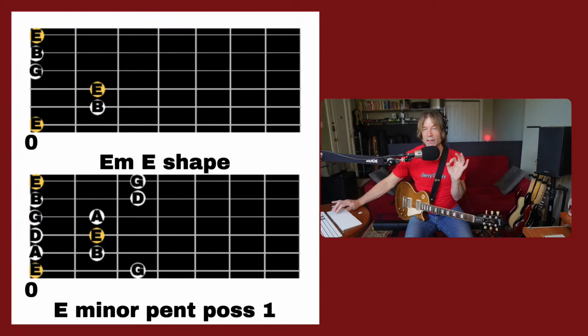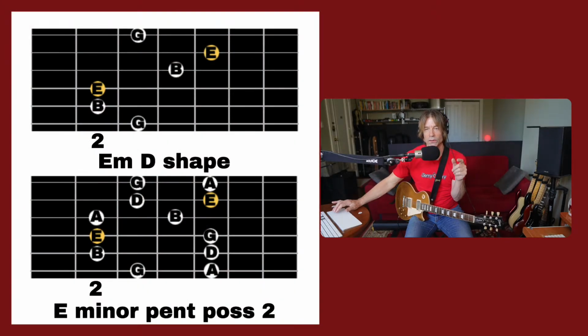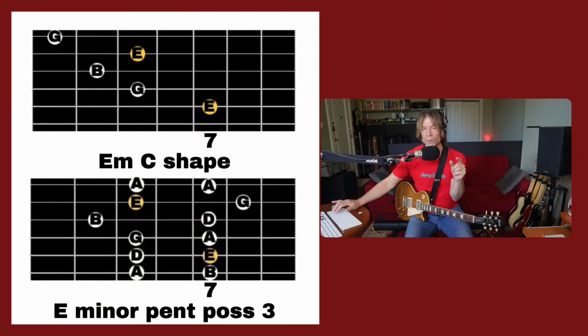So we're going to go through all 5 of these. I want to give you a little quick showing here of what we have. We have the second pentatonic position, which is the D shape. So it's an E minor, but a D shape, and you'll see that the pentatonic position 2 fits perfectly in there. Then we have the C shape.